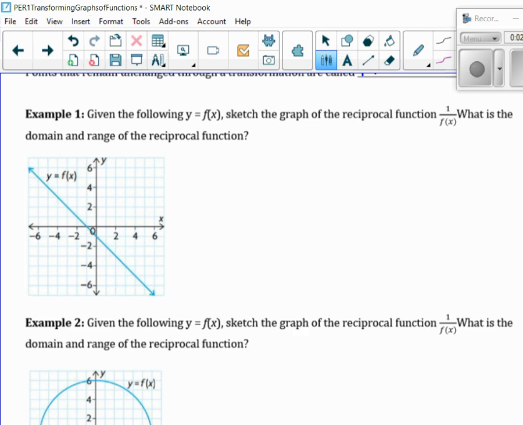Okay, so given the following f of x, sketch the reciprocal. What's the domain and range? The way every single time you should start this is any x-intercepts become a vertical asymptote. I'm going to change color here since this is blue already. So vertical asymptote at x equals -1. Then the next thing I do is I plot the invariant points. So that would be a height of +1 and a height of -1.